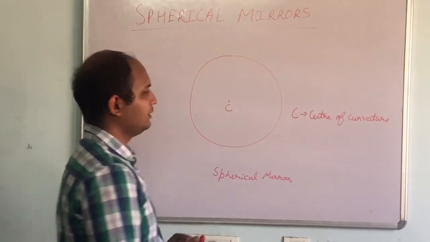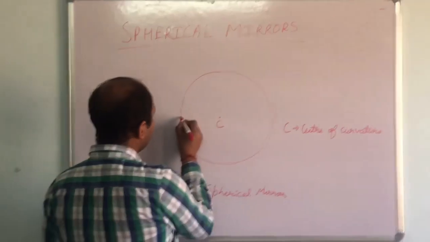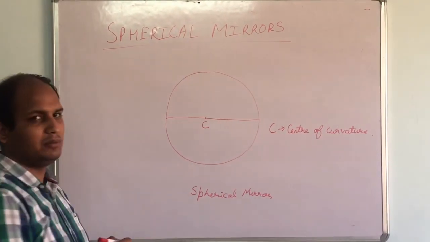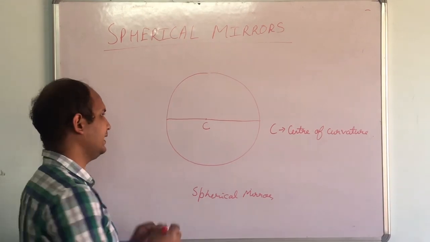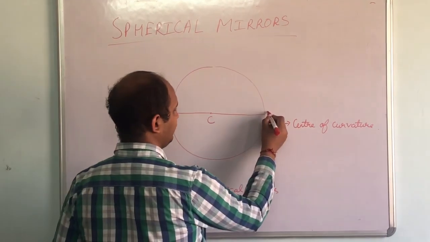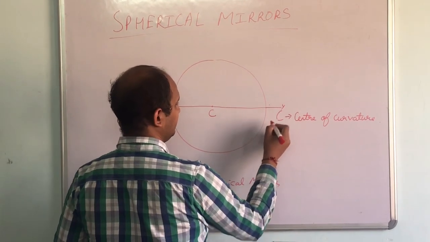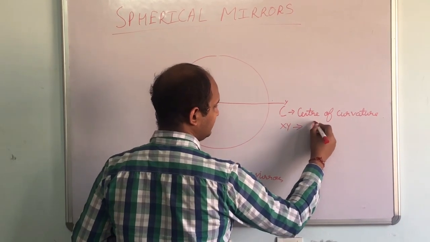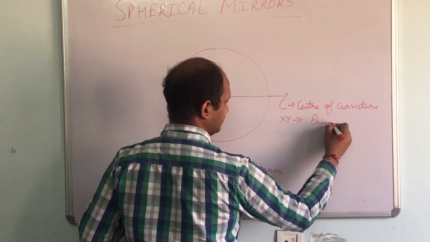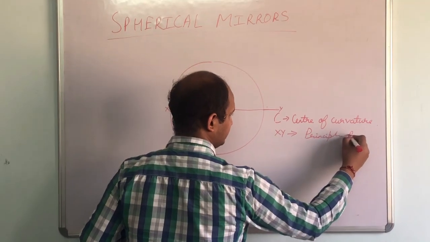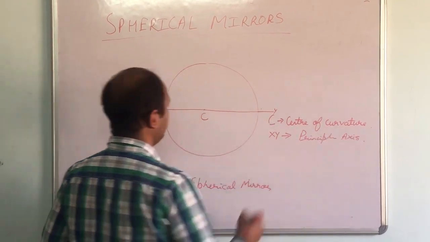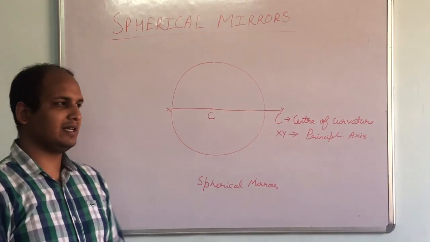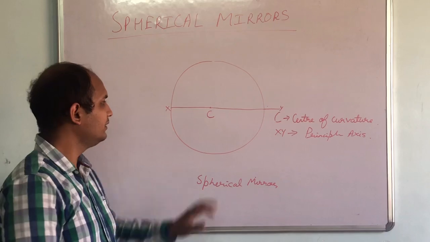Okay. Now, there is a line. In mathematics we call it the diameter, but in science we call this line XY, or we can call it the principal axis. XY we call the principal axis, right? So what is the principal axis now and what is the center of curvature? Let's understand these two basic things first.